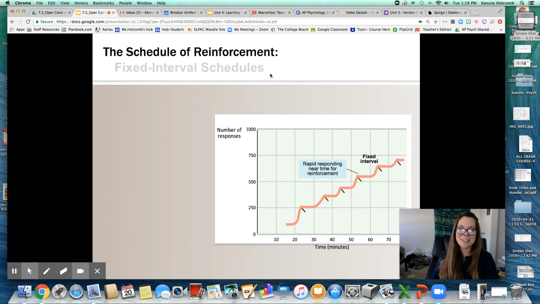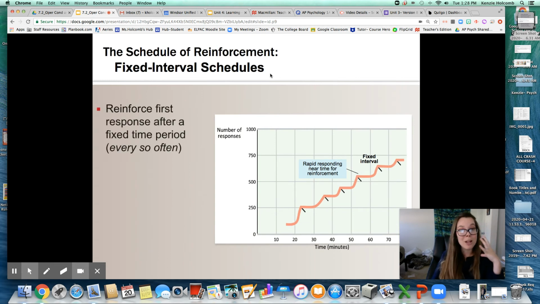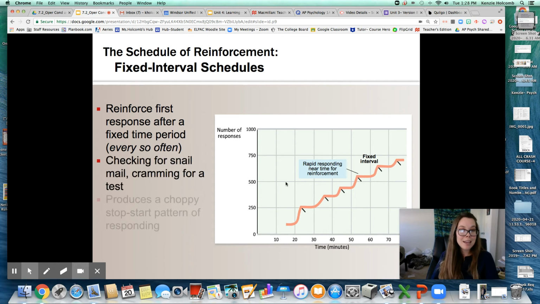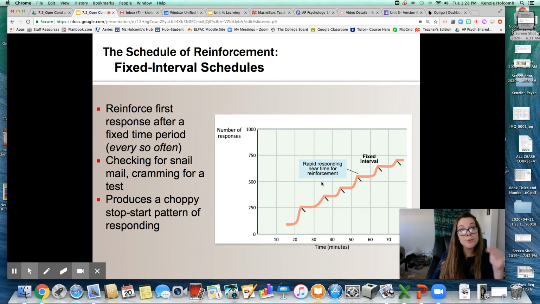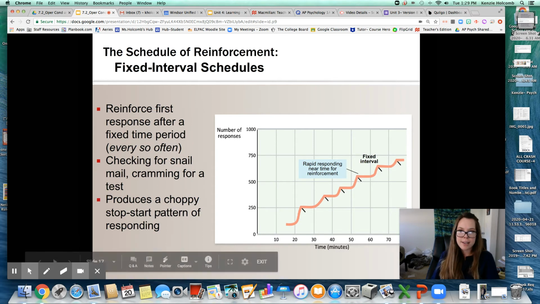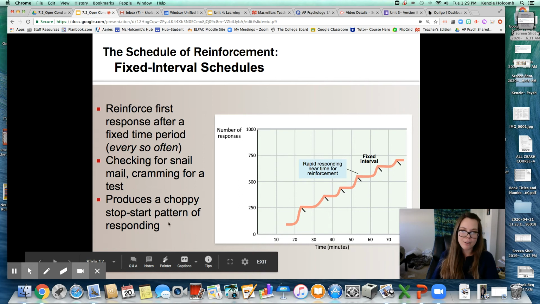All right, so the next one, I know there's a couple, and these are the ones that a lot of people get mixed up, so it's okay. If you see this fixed interval one, while the other ones went straight up, this one improves over time. Okay, so this one takes time. Fixed interval schedules is when the first response is reinforced after a fixed time period. So every so often. So checking for snail mail, or cramming for a test, produces a choppy stop and start pattern of responding. What usually happens is there's a rapid response near the time of reinforcement.